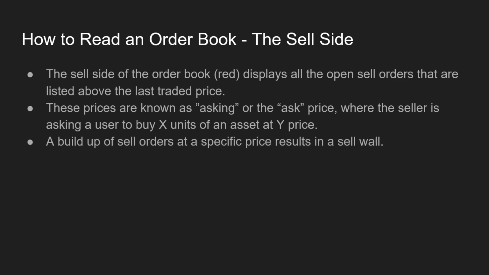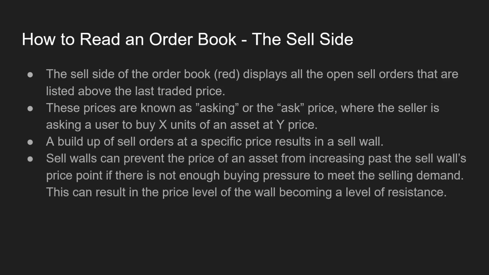Once again, a buildup of sell orders at a specific price can result in a sell wall. This is where price is prevented from increasing past that sell wall if there is not enough buying pressure to meet that selling demand, right? There's so many people selling that it turns into a level of resistance. And the same thing with a massive buy wall, that would turn into a level of support. Price won't go below that level, or won't go above a sell wall, because there's just so many people selling at that price, and the demand hasn't met the overall amount of people selling at that level.